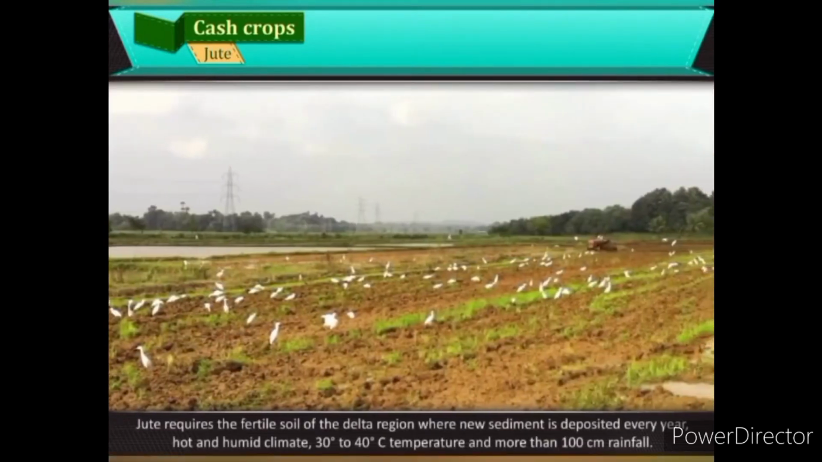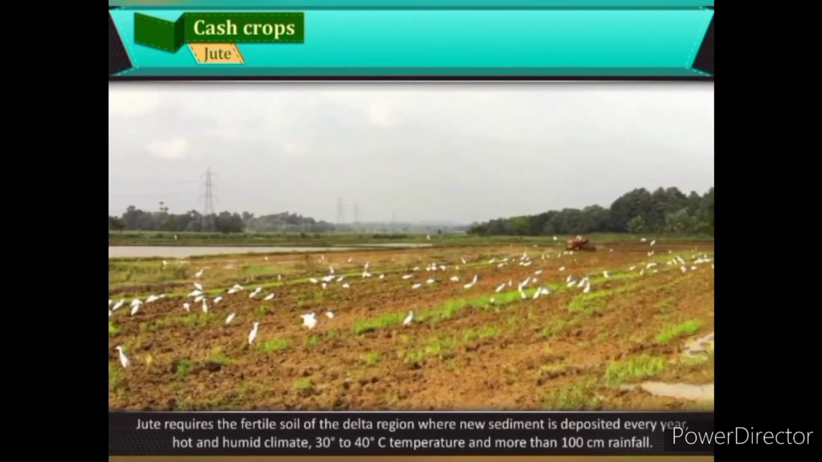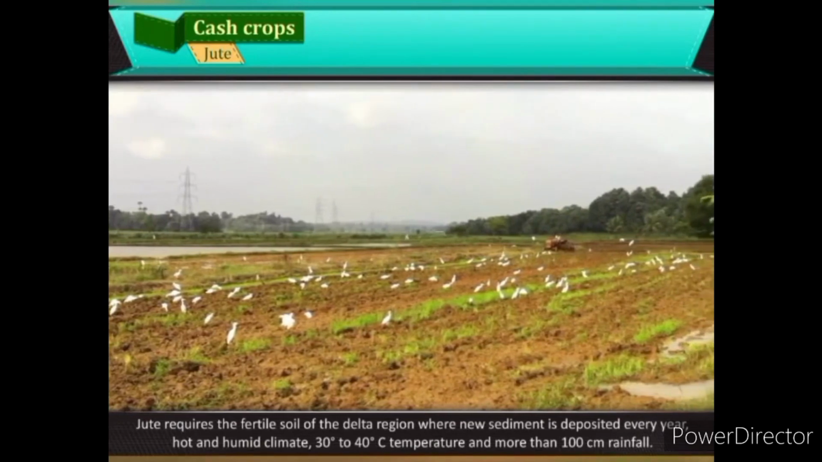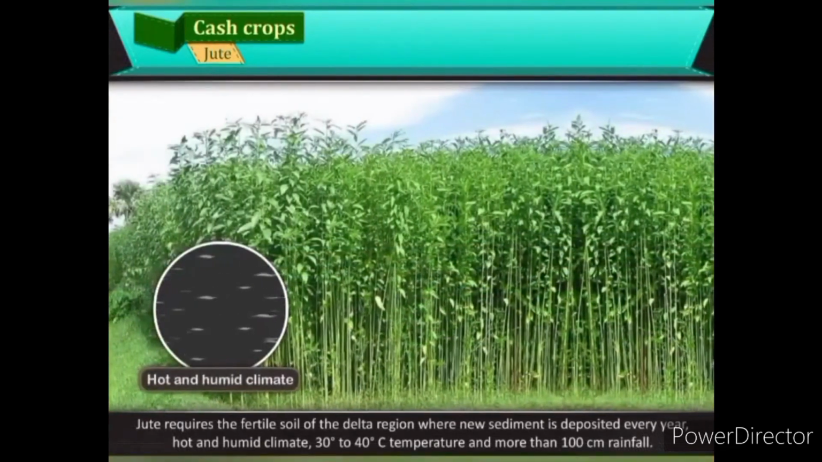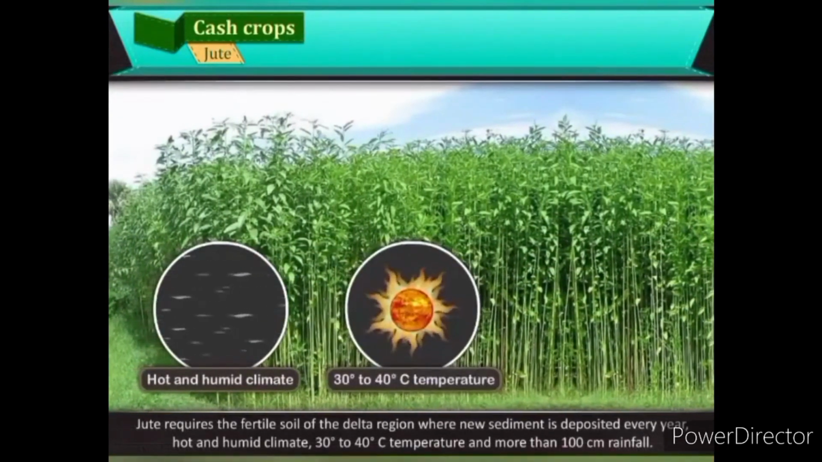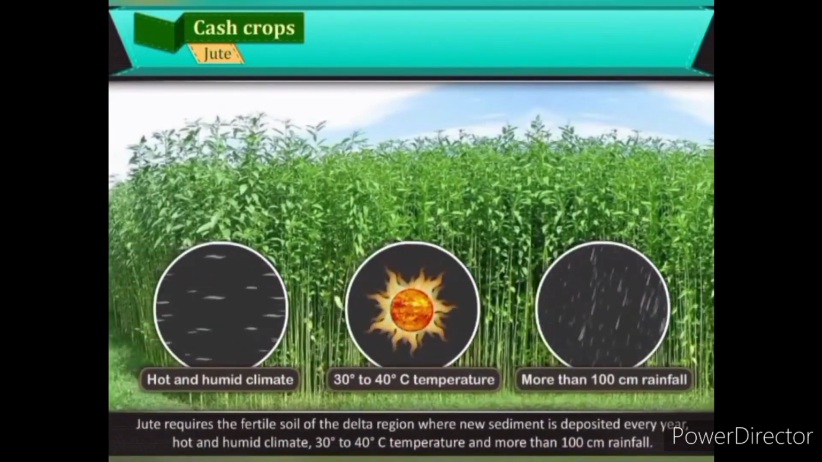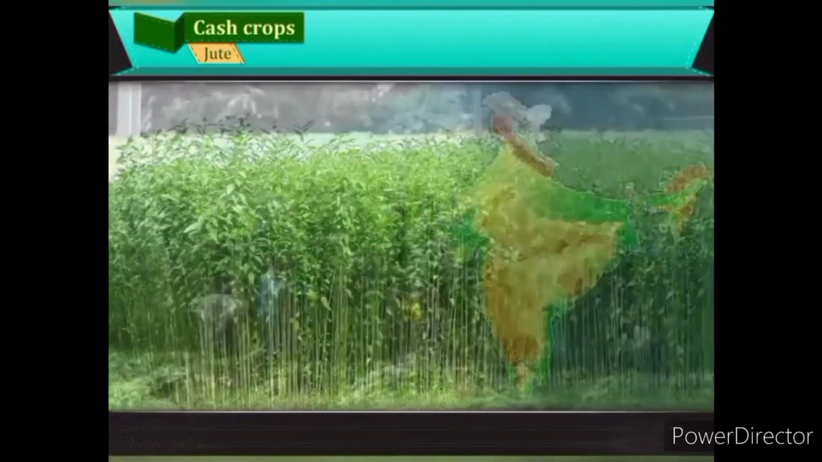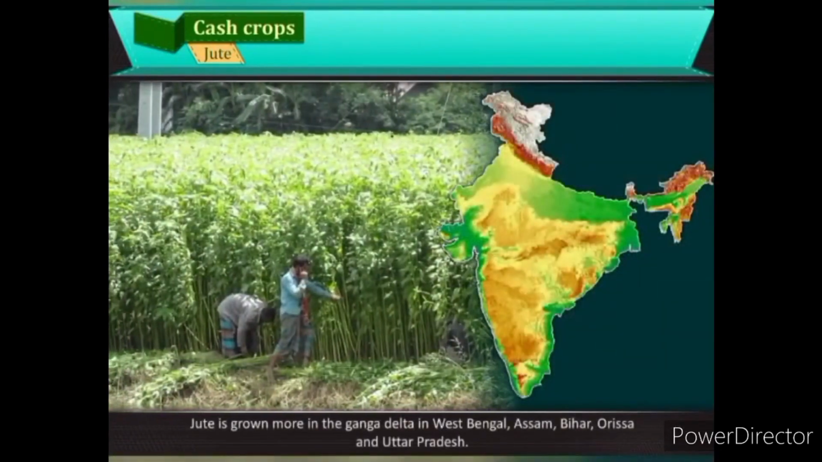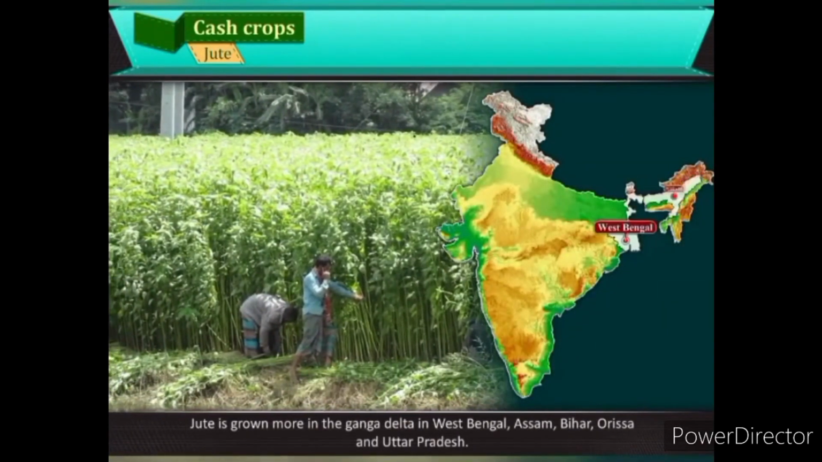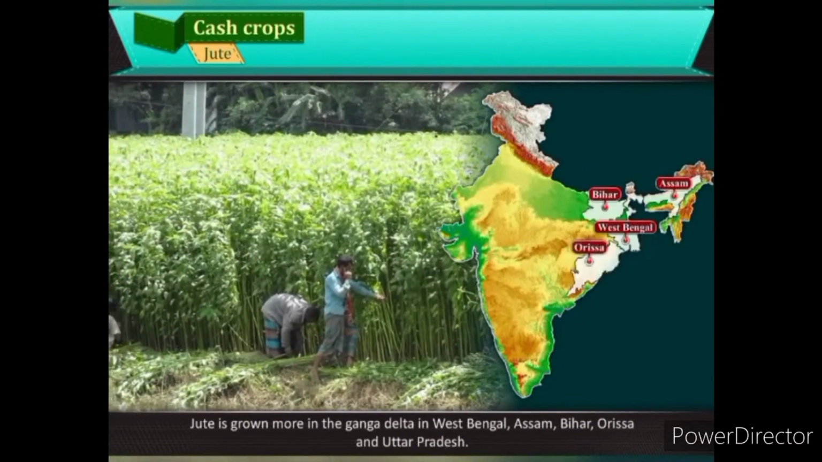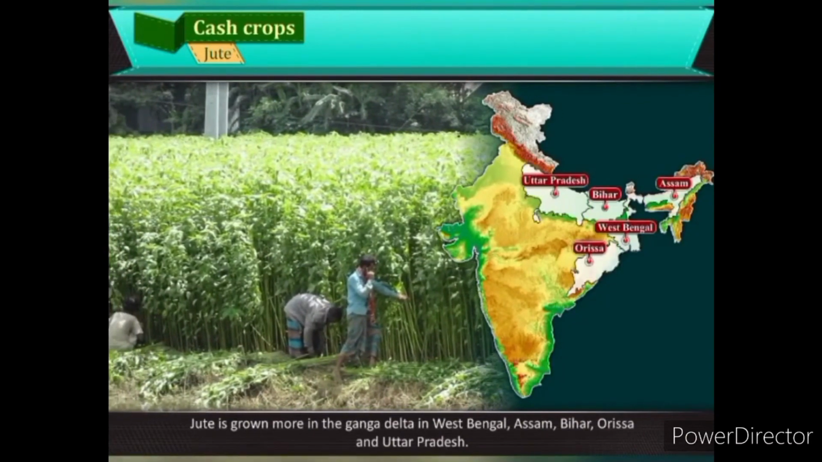Jute requires the fertile soil of the Delta region where new sediment is deposited every year. Hot and humid climate, 30 to 40 degrees Celsius temperature, and more than 100 centimeter rainfall. Jute is grown more in the Ganga Delta in West Bengal, Assam, Bihar, Orissa, and Uttar Pradesh.